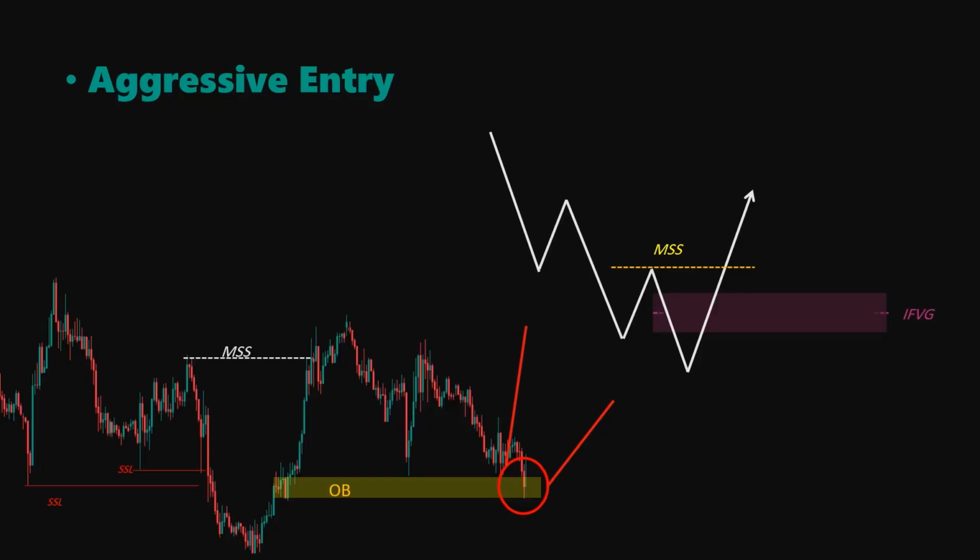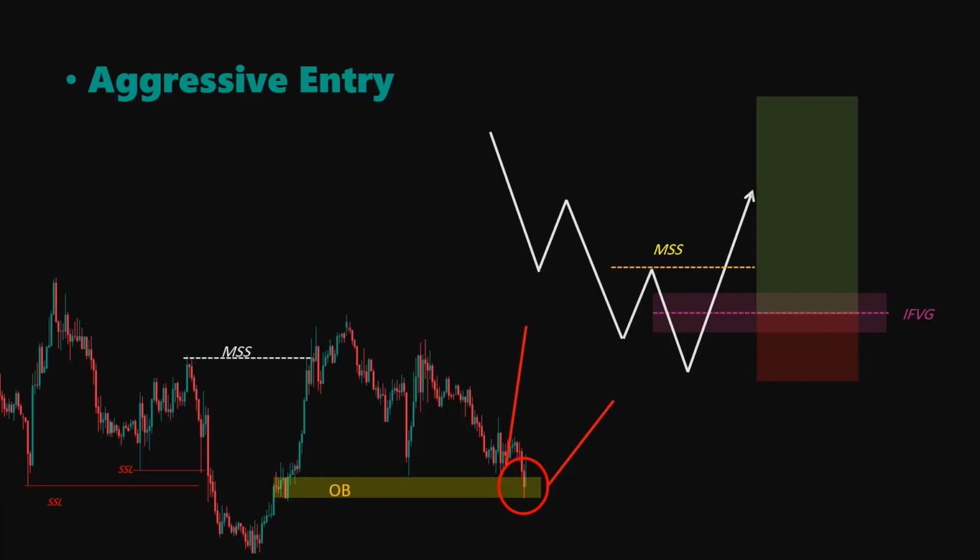That becomes our first key confirmation. When this inverse fair value gap forms, it often acts as fresh support, creating a strong area for a potential buy entry. If, at the same time, we also spot a market structure shift, that adds another powerful layer of confluence, making the setup even stronger. With these conditions in place, we then anticipate price pulling back into the inverse fair value gap before continuing higher, aiming for the next area of buy-side liquidity.